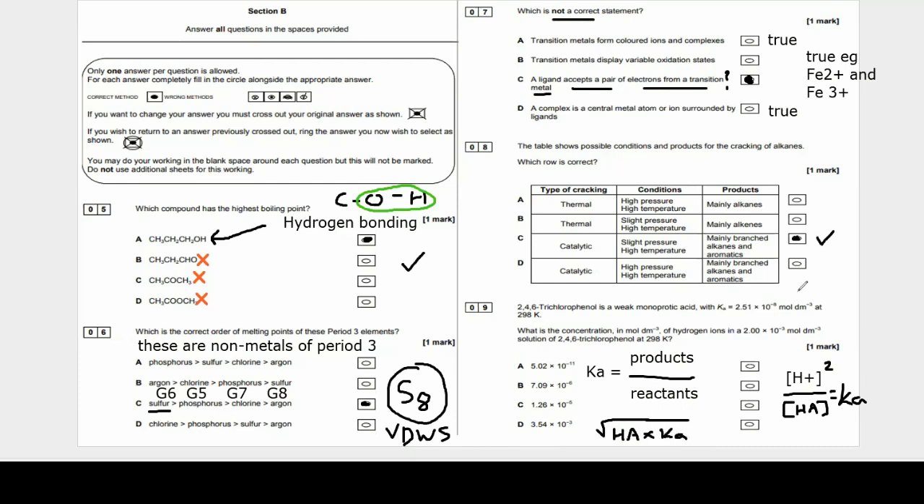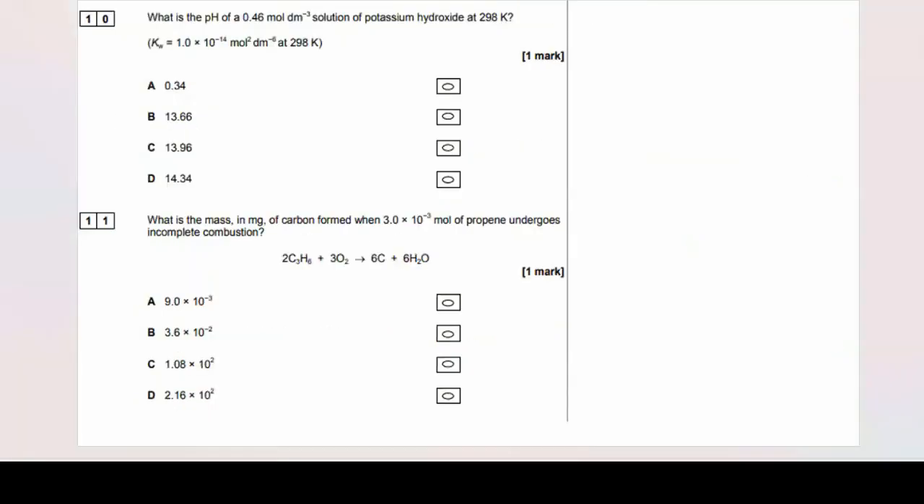So we need to rearrange this equation so that we do the square root of HA times Ka. And they're giving us the Ka and the HA. So you just want to square root HA times the Ka, and they've given you the HA and they've given you the Ka. And you just square root the multiplication of those and you'll get the hydrogen ions. And it is 7.09 times 10 to the minus 4. Now that's really small and my eyesight's bad on this screen.